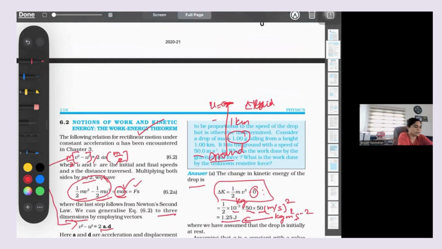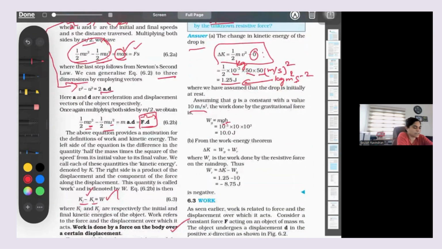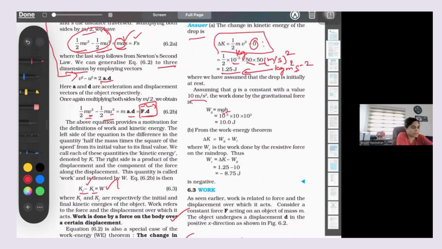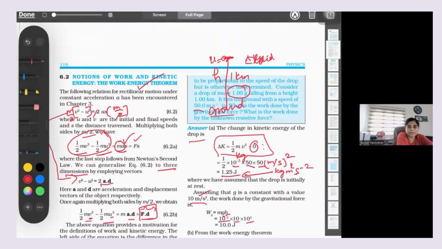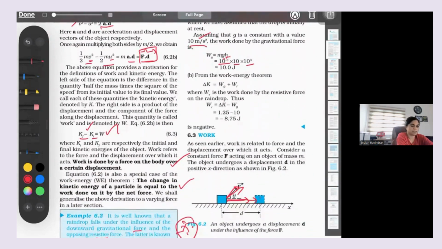So then you are just writing m as 10 power minus 3 kilogram. This g will be 10 meter per second square. And then this height will be 1 kilometer. So in SI unit, meter is the unit, so kilometer should be converted into meter by multiplying 10 power 3. So the value will be 10 joule.